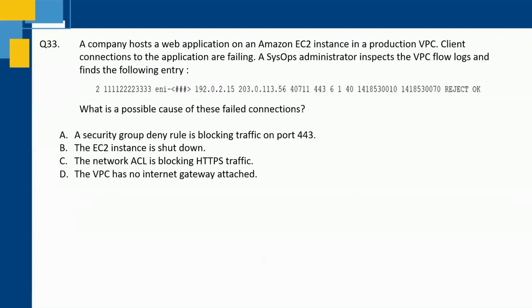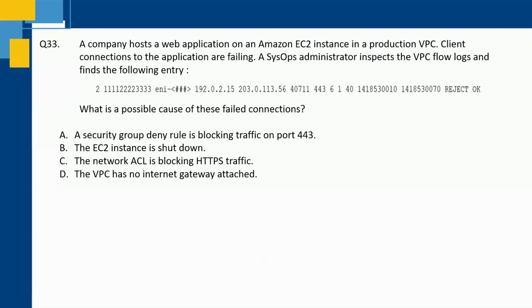Next question. A company hosts a web application on an Amazon EC2 instance in a production VPC. Client connections to the application are failing. A SysOps administrator inspects the VPC flow logs and finds the following entry. There is a screenshot of an entry in front of you. What is a possible cause of these failed connections?